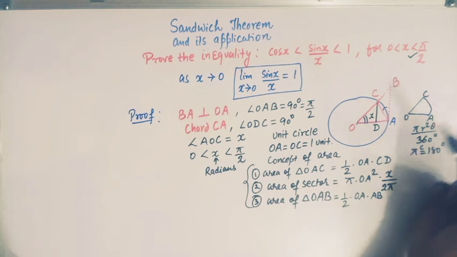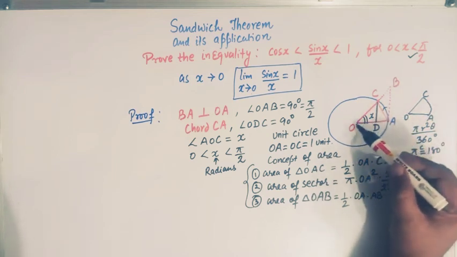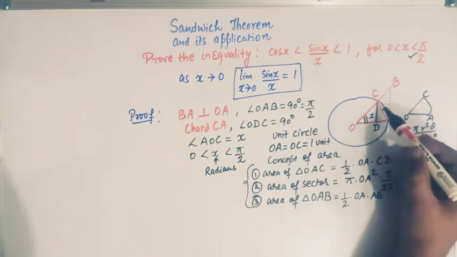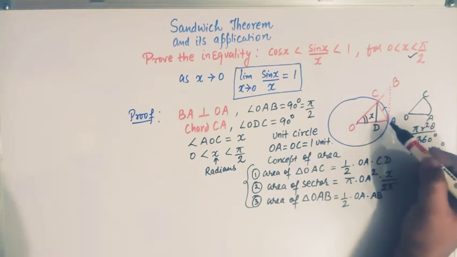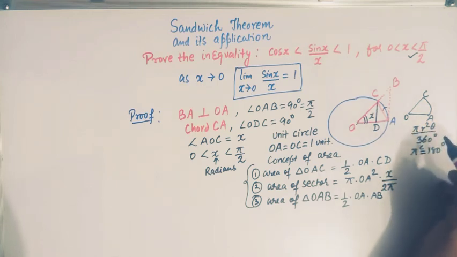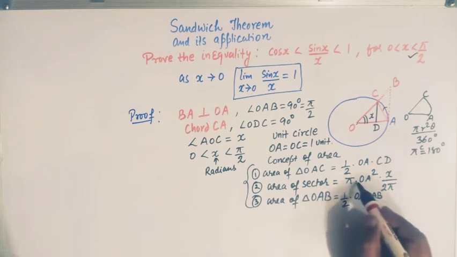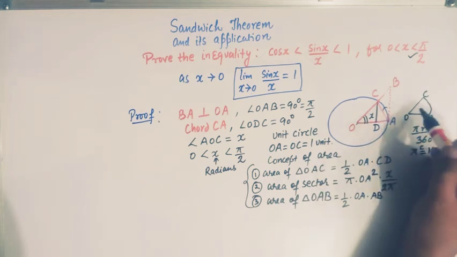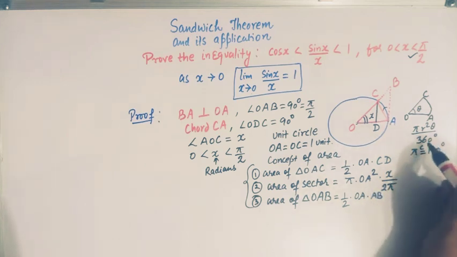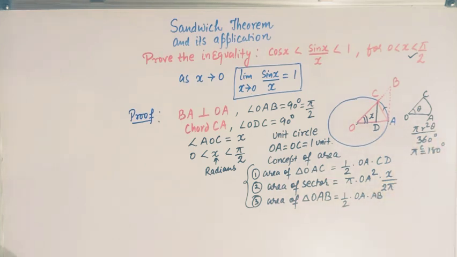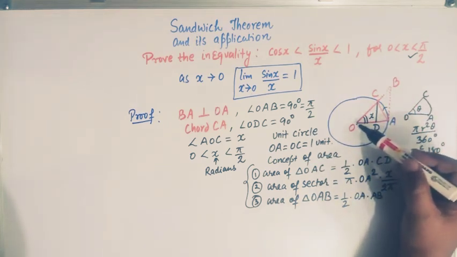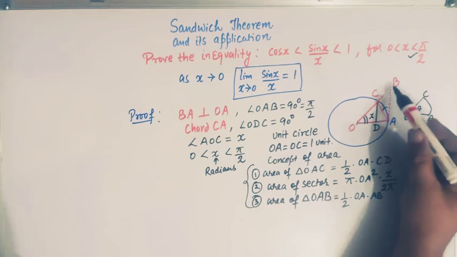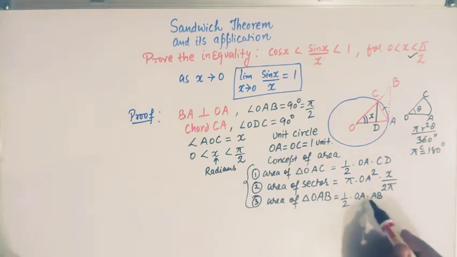Now this triangle is divided into different areas. So first we have calculated the area of the triangle OAC, which is half base into altitude. Then we have calculated the area of the sector OAC, which is pi r square theta divided by 360 degrees. So we have pi times radius OA square times x for theta, divided by 360 degrees, which is 2 pi radians. And then we have the complete triangle OAB, and the area is half base times altitude. So we have half OA times AB. Clear?